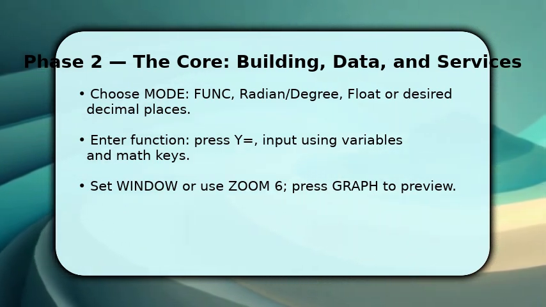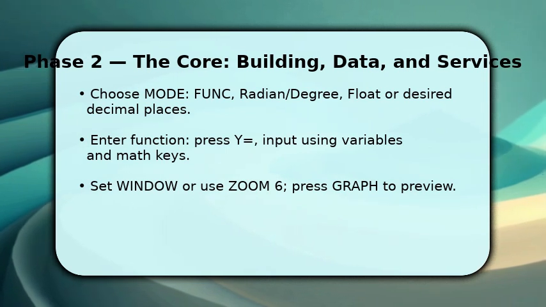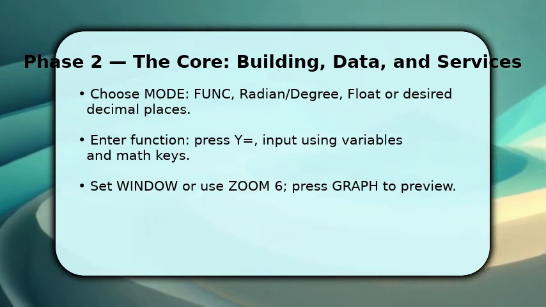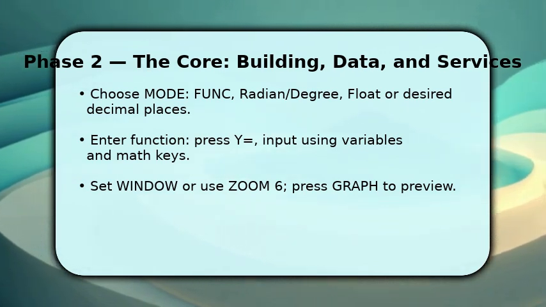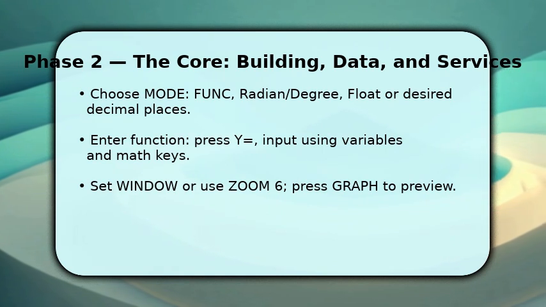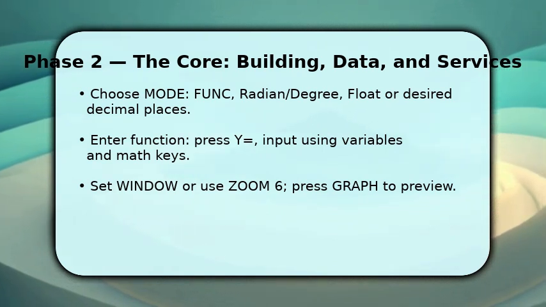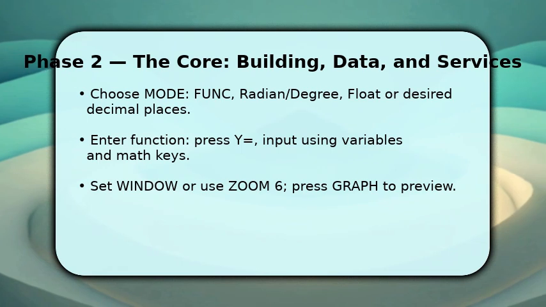Next, press Y= and type the expression carefully, using the X,T,θ,n key so the parser reads it right. Then set the window or hit Zoom 6 for a standard view. Press Graph to render. Make adjustments if features look clipped or too compressed.